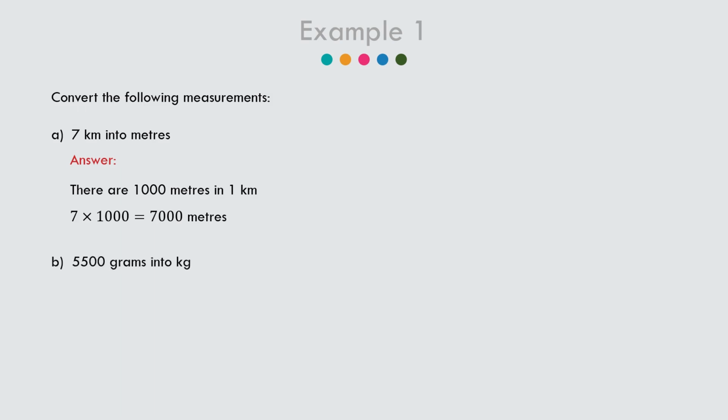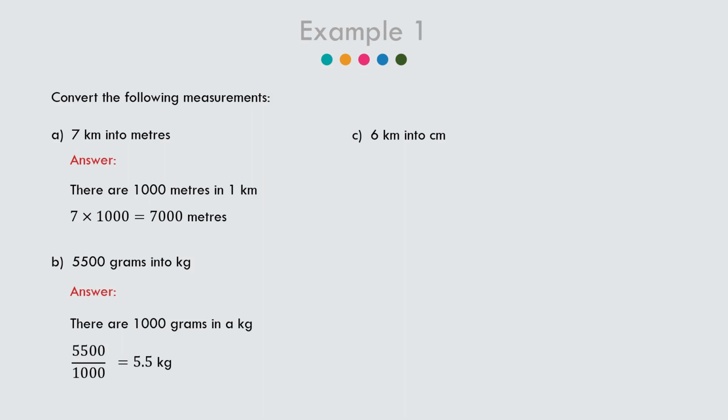Question B. 5,500 grams to kilograms. Here we are converting a small measurement, grams, into a larger measurement, kilograms. So this means that we will be using division in our calculation. We know that there are 1,000 grams in a kilogram, so our calculation will be 5,500 divided by 1,000, which gives us the answer 5.5 kilograms.